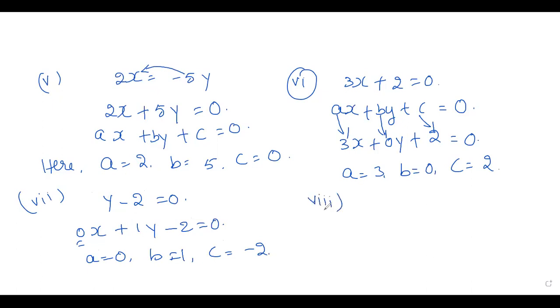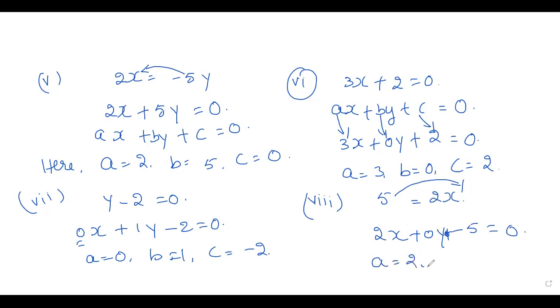Next, eighth one. 5 is equal to 2x. I will write it as 2x. Take it to the right hand side. It will become 2x minus 5. There is no y term here, so I will write 0y is equal to 0. So a is equal to 2, b is equal to 0, c is equal to minus 5. We'll go to the next exercise.